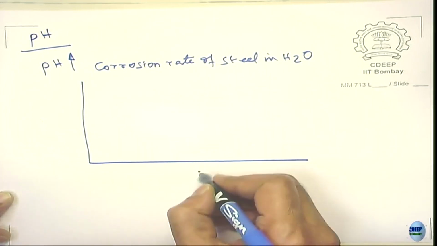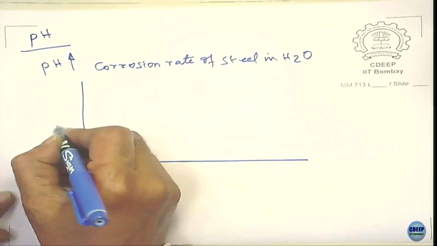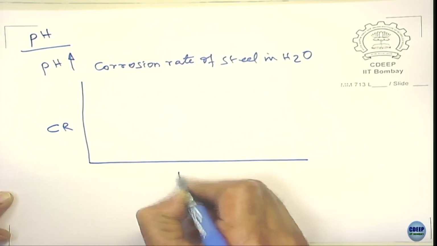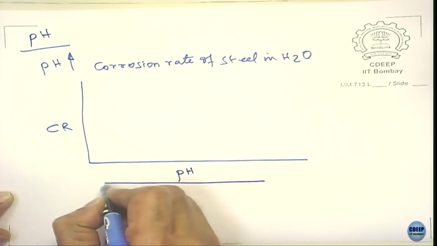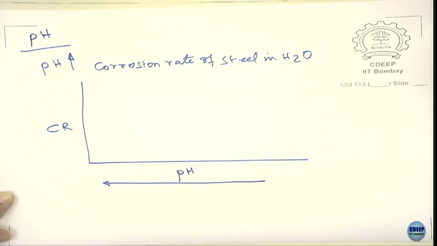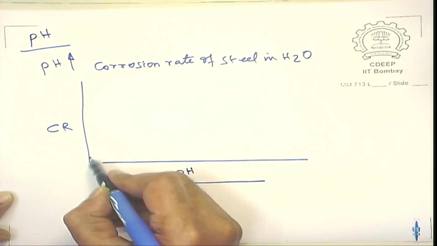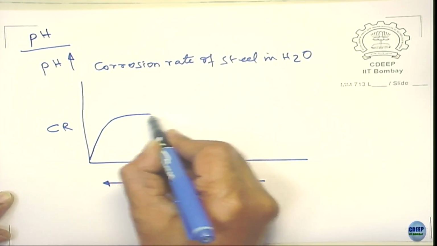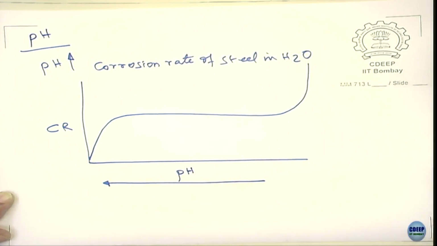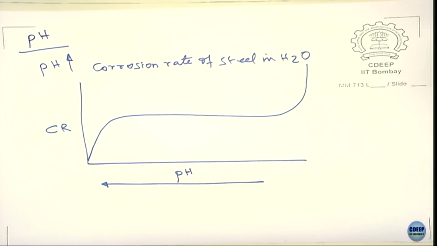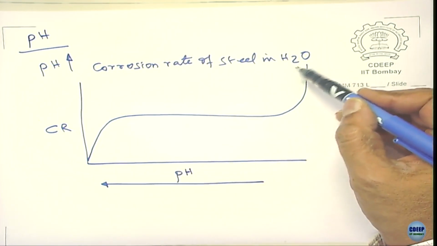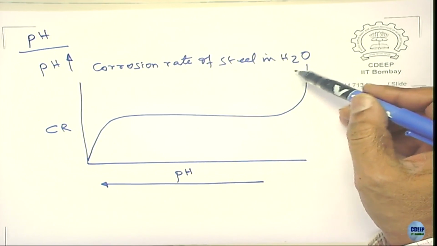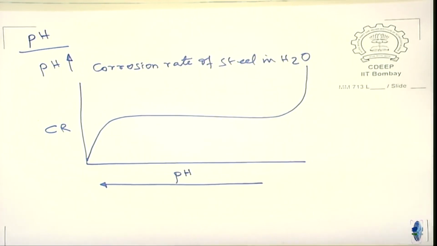People have also found some trend, and this is the corrosion rate versus the pH. The pH is increasing in the reverse direction here, okay. It is a trend actually. And see, very interesting: it increases and remains stable, and then you find a very, very high corrosion rate, and the pH is going to be down here.